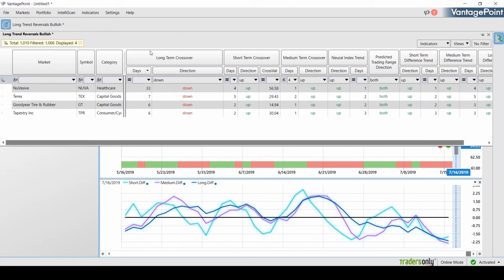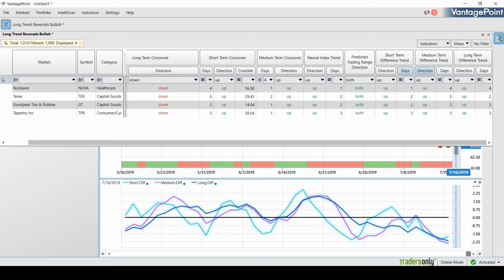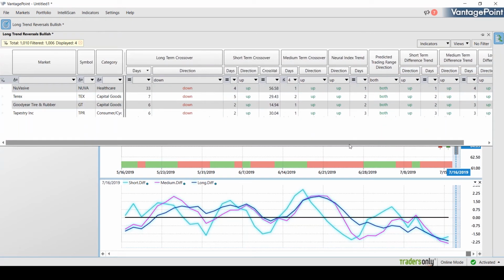So we've got the long-term crossover set to down. We've got the short and the medium crossovers, both filtered up because we're looking for bullish. We've got the neural index trend up, so that's our green bar. We've got the gray candle showing both here, or what you could do is you could also change that to up if you were looking for something that's all pointed up. The short term, medium term, long-term difference trend, guys, all pointed up. Those are our predictive differences. So we've got everything here showing us bullish, except for this first one. Now let's dig in a little deeper and let's see what this is actually telling us.